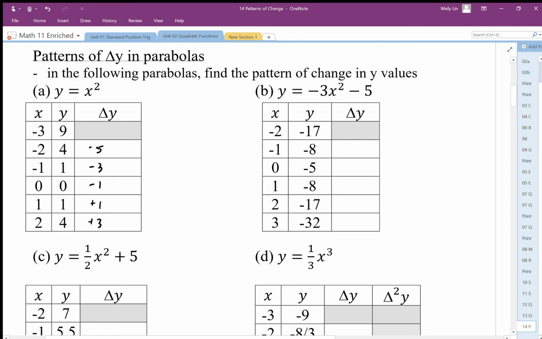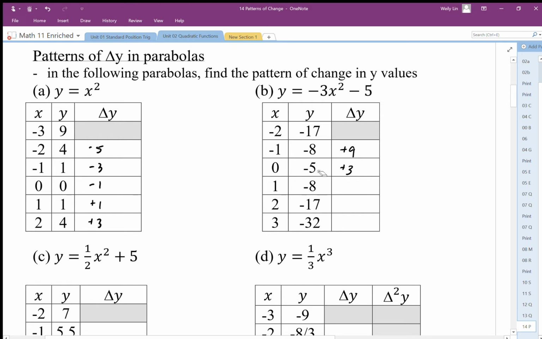Same thing here. We can take a look at the change in the y values. Again, we're just going in steps of 1. And this function here, negative 3x squared minus 5, calculates the y coordinates here. And we can look at the changes in y. So negative 17 to negative 8: we go negative 8 minus negative 17, we get a plus 9. From negative 8 to negative 5, we get plus 3.